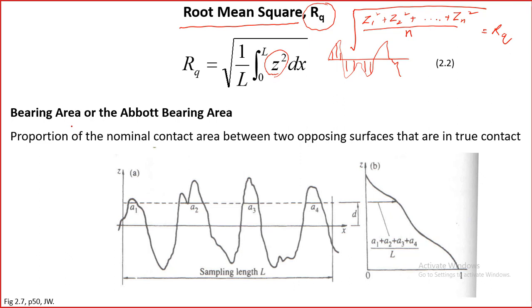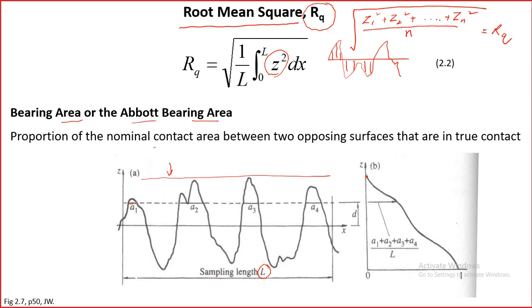The other type of feature that can be defined is the bearing area. Bearing area basically defines what percentage of the total sampling length, which is L, is in contact with the surface. So as we go in, starting here, when there is no contact, it will be 0. Just at the contact, it will be a small value. And as we go lower and lower, we get different scenarios.